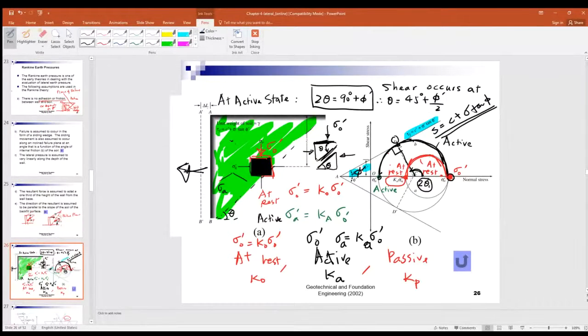Well, suppose phi is 30. In Hong Kong, we have that common angle of internal friction of 30. It means theta equals 45 plus 30 divided by 2, which equals 60 degrees. So the soil wedge at 60 degrees to the horizontal will fail. Phi is the basic property of a soil. So you get the active state analyzed by the Mohr circle.